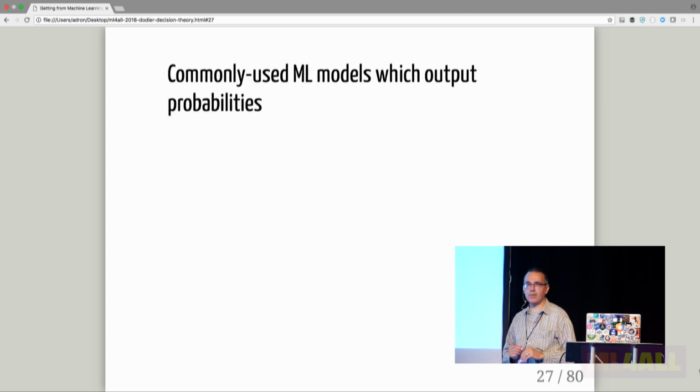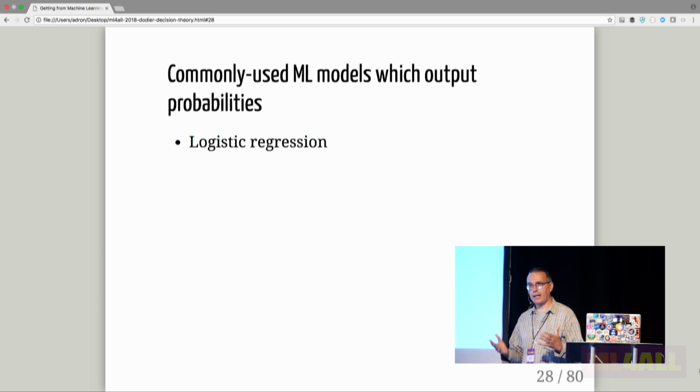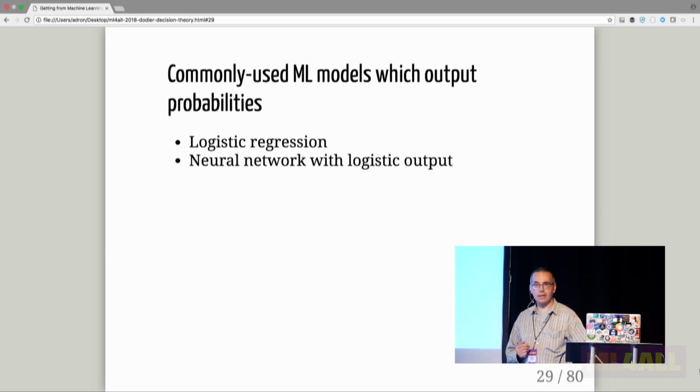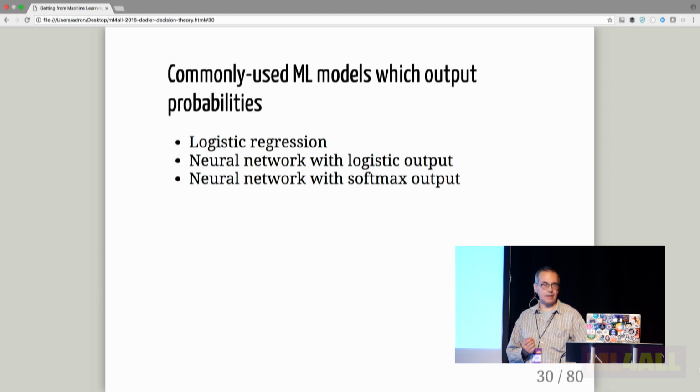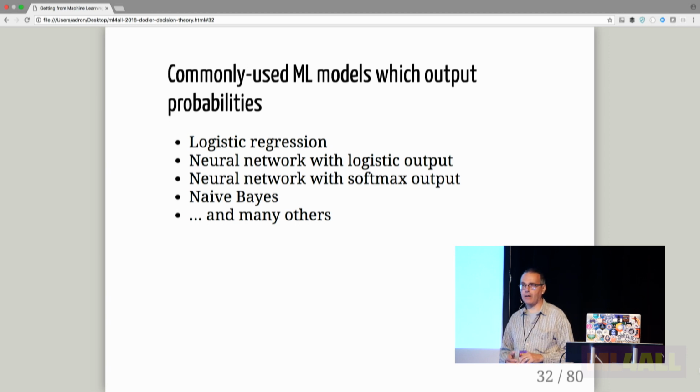So I'll just mention some of the machine learning models that output probabilities, and these include some of the most commonly used ones. Logistic regression, often used in classification; neural networks with logistic output, which is a generalization of the logistic regression; neural networks with softmax outputs, yet another generalization; the naive Bayes model that's often used in classification. Those models that I mentioned are all directly giving probabilistic outputs, and many other models can be formulated that can also give probabilistic outputs.